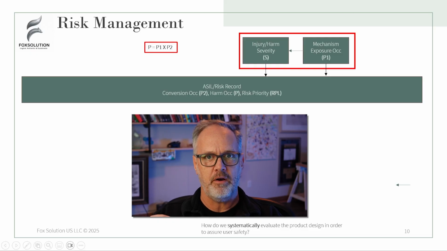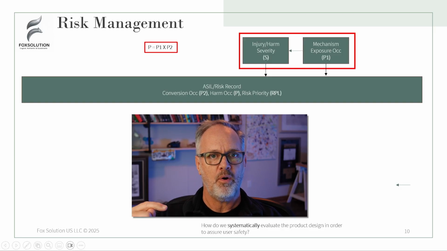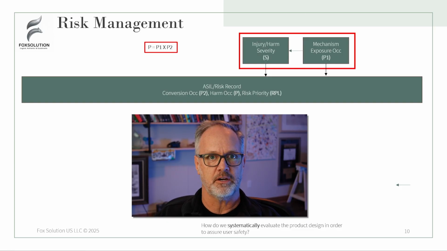So we need to have a pairing of this severity of the harm with the P1 so that we can understand the P2 factor, which is this conversion occurrence. How often does that P1 actually lead to the harm? So what we do then is we cross how often the exposure happens to how often the conversion will lead to the harm, and then that gives us this P factor. So how often does the harm actually occur?